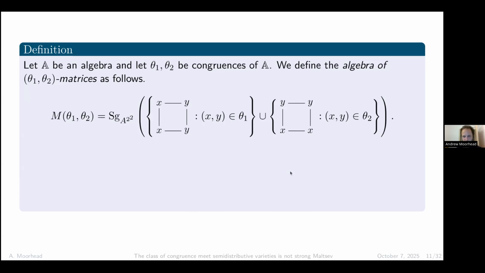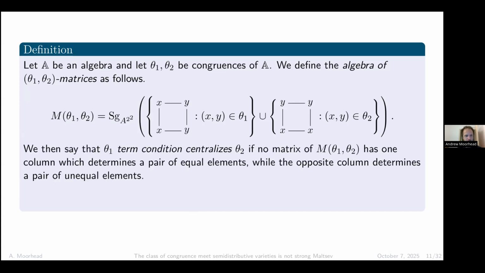So this is some classical commutator theory. We call this the algebra of theta 1, theta 2 matrices. And we say that theta 1 term condition centralizes theta 2 if no matrix from M(theta 1, theta 2) has one column which determines a pair of equal elements, while the opposite column determines a pair of unequal elements.